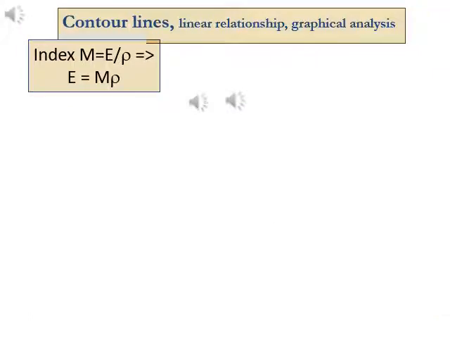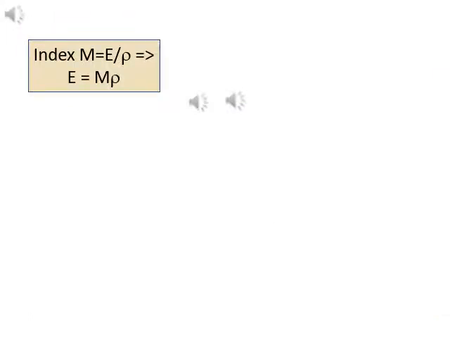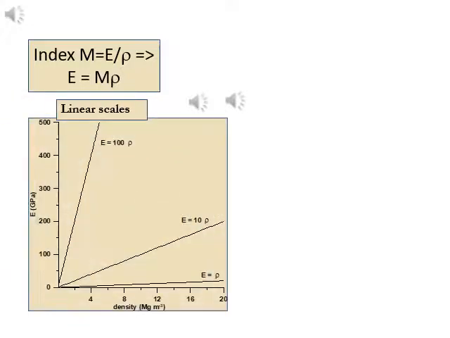The contour lines and their linear relationship actually depend on the log scale of the Young's modulus. Originally the performance index, M, is equivalent to Young's modulus, E, divided by density, rho. Then you can see the linear graph on the left. On the left linear scale graph, as you increase the M value from 1 to 10, and to 100, you can see the other linear lines increase to a steeper slope. This means with the increase of index M, the Young's modulus increases more per kilogram.